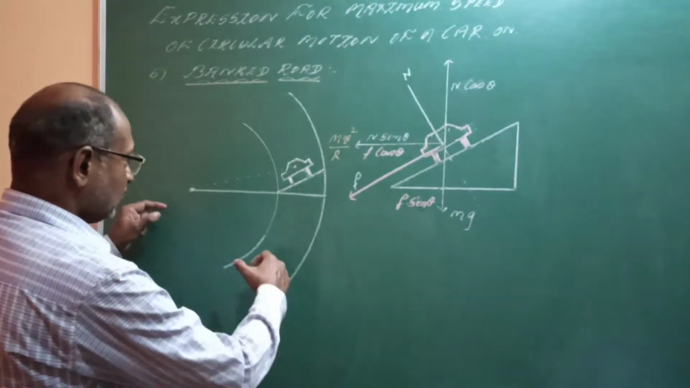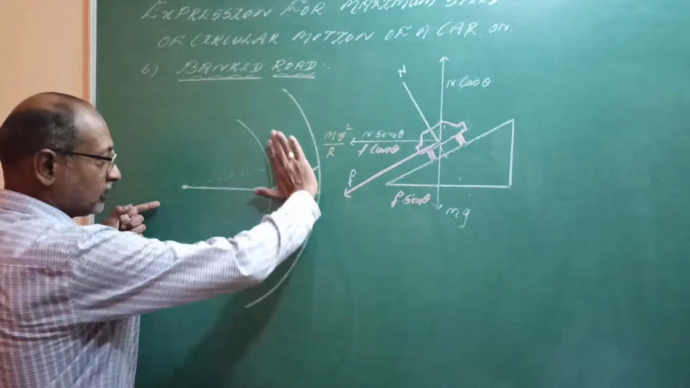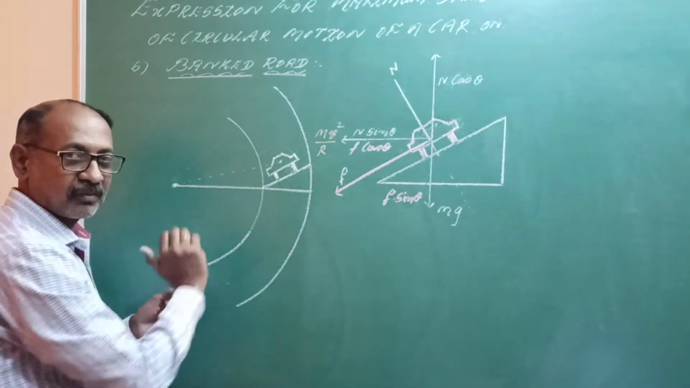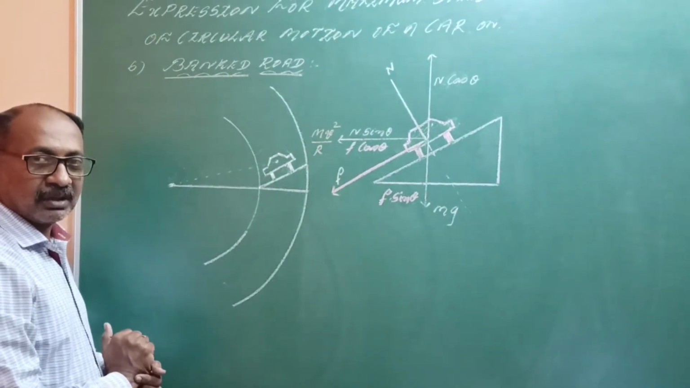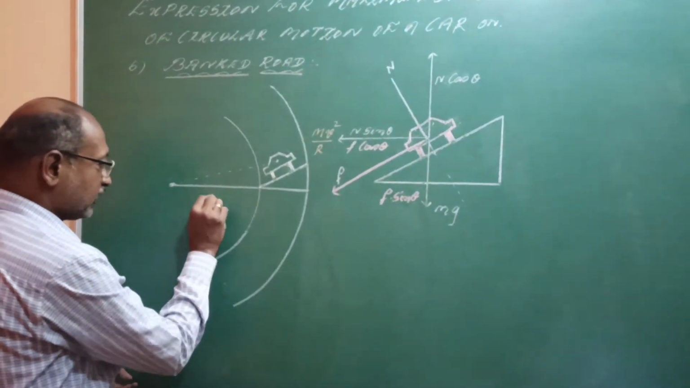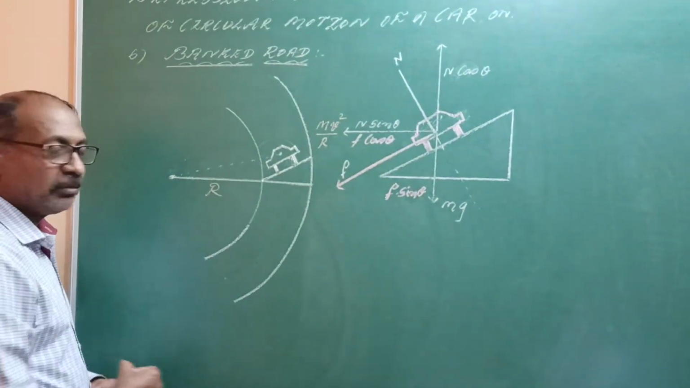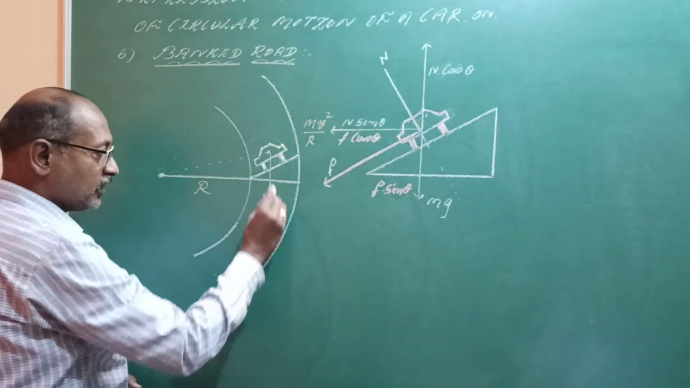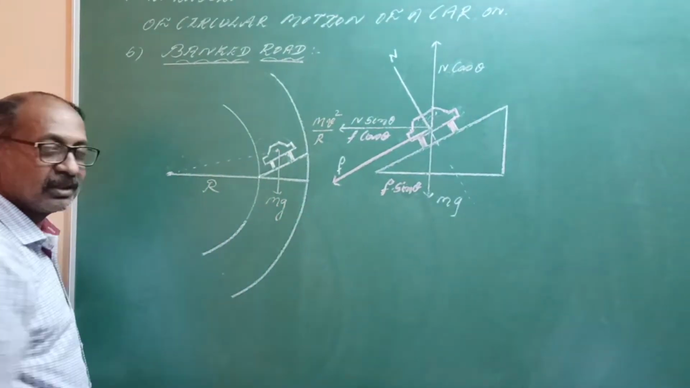Now this is the circular path when a car is just moving. So what is the radius of the circular path? The radius of the circular path, let us call it r. And the mass of the body is considered as M, and the acceleration due to gravity is considered as g.